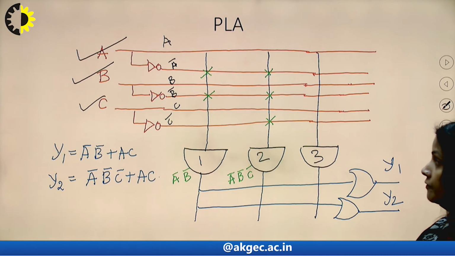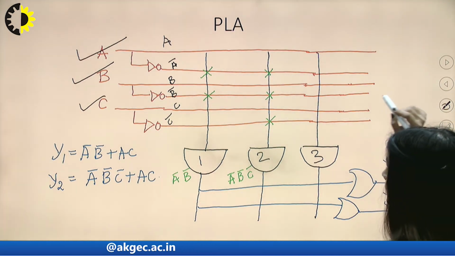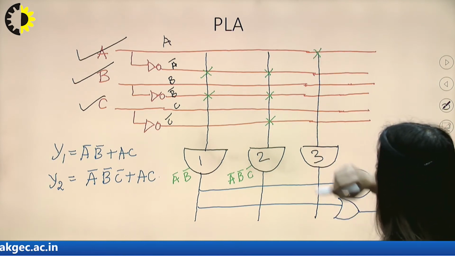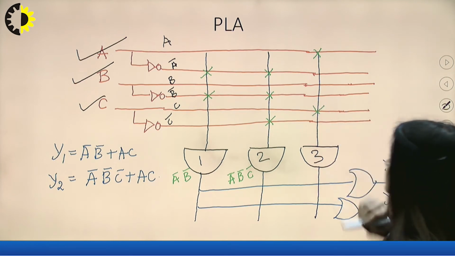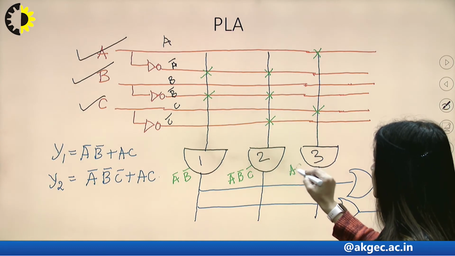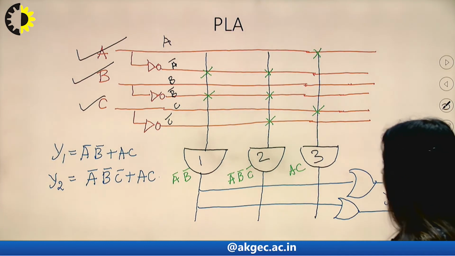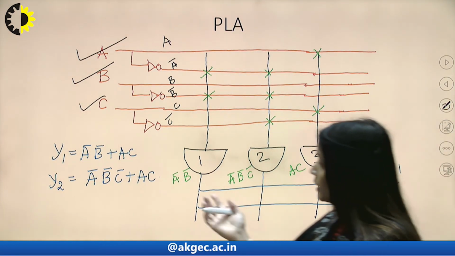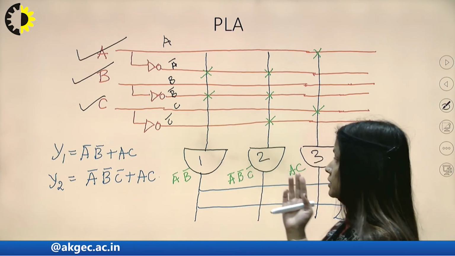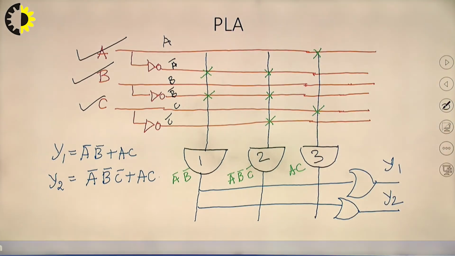In a similar way, we will make the connection for the third AND gate, that is AC. So here we will put a cross on A and one cross on C. Okay. So here we are getting the output as AC. So I think this particular step is clear now. We are having A bar B bar, plus A bar B bar C bar, plus AC. Now up to this point, the things are clear.